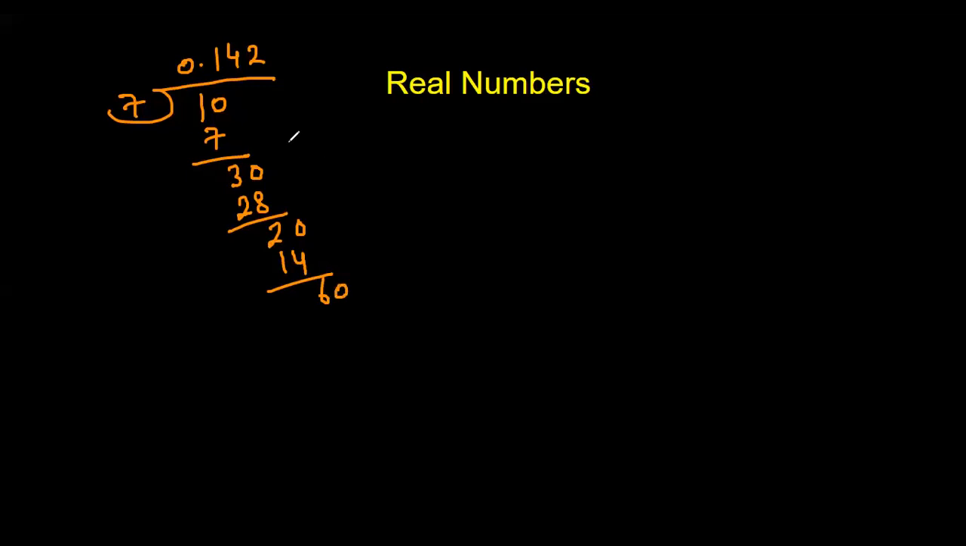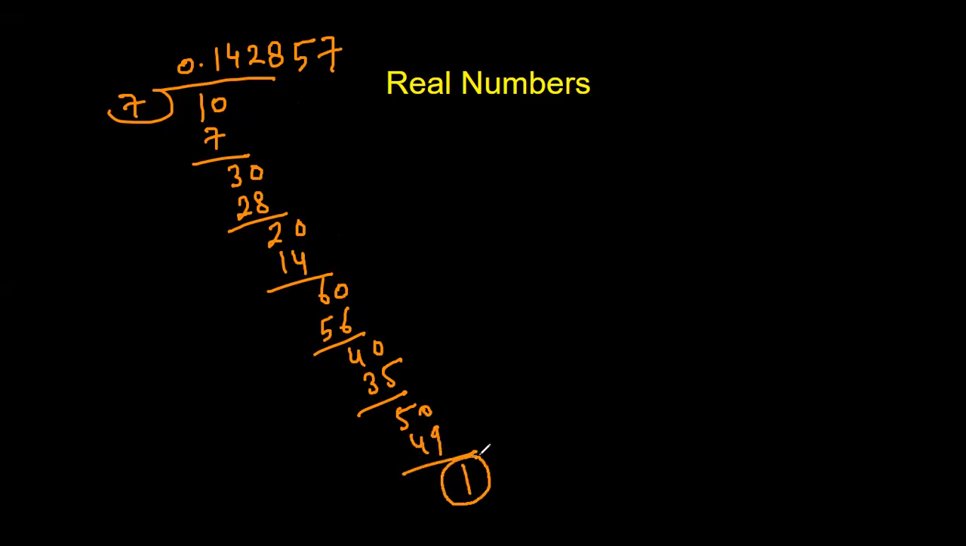Now 60, 7 8s are 56. Then comes 40, 7 5s are 35. Yes, remainder is 5. Then 7 7s are 49. Yes, remainder is 1. Look, I asked you to pay attention to the remainder. We have got the same number 1 that was there in the beginning, right? That means all the digits will repeat.